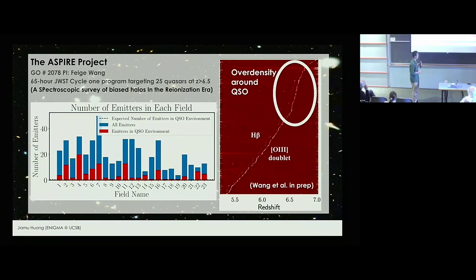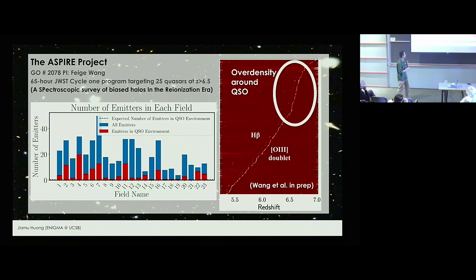The data I'm using is from the ASPIRE project. What it does is point at 25 quasar fields and look for [OIII] emitters using slitless spectroscopy. This is a really nice compilation made in Figure 1. We can see a stack of [OIII] emitters arranged by redshift. What's most spectacular is that we see this overdensity around the quasar we're looking at, roughly at redshift 6.6, which is exactly the redshift of the quasar.